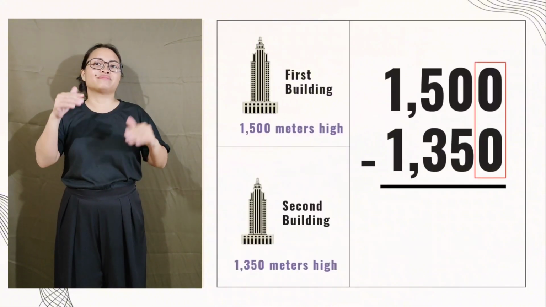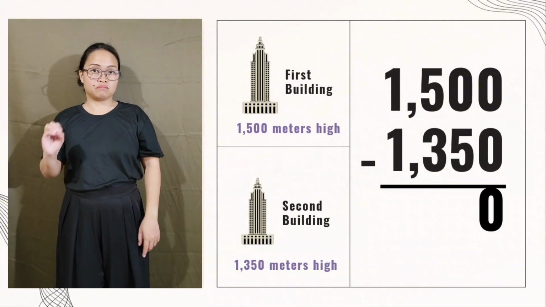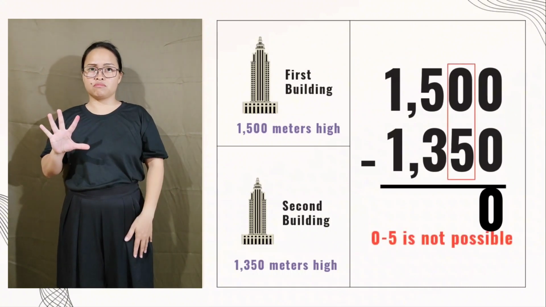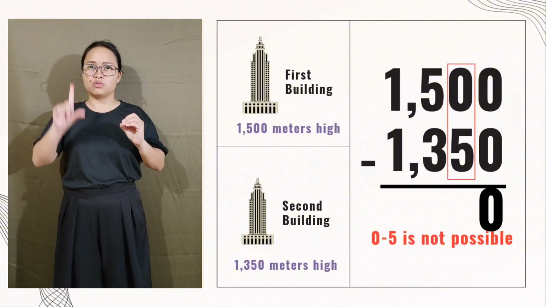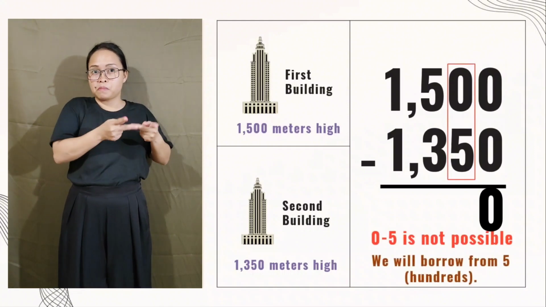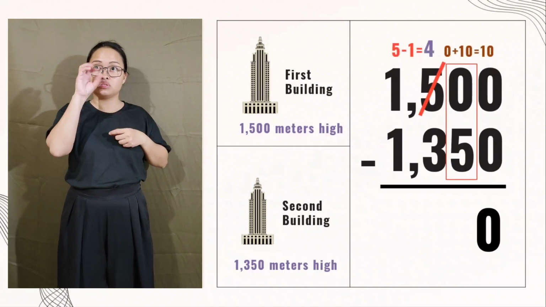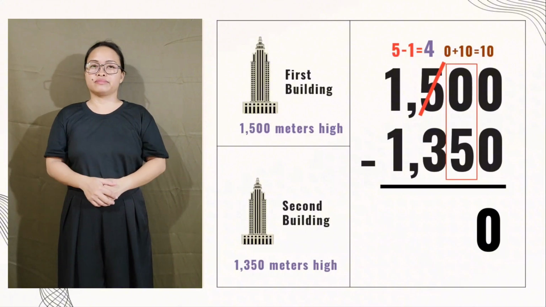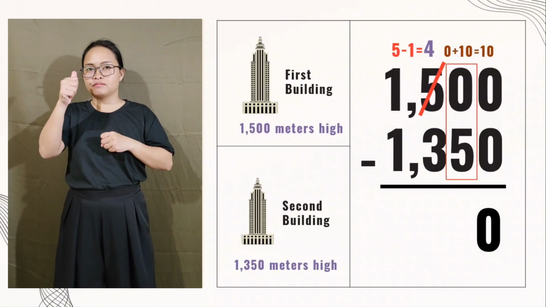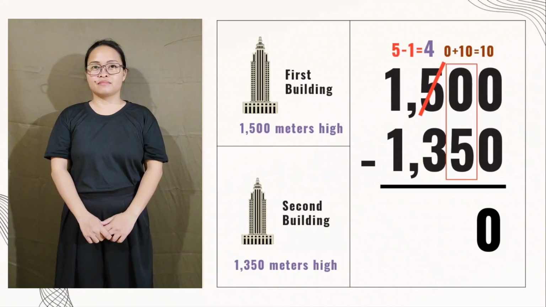So 0 minus 0, of course, the answer is 0. Next, 0 minus 5. So 0 minus 5 is not possible since 0 is lesser than 5. So we need to borrow from the hundreds place. So 5 becomes 4, while 0 becomes 10. Alright, so 10 minus 5 is already possible. So let's take away 5 from 10. The answer is 5.